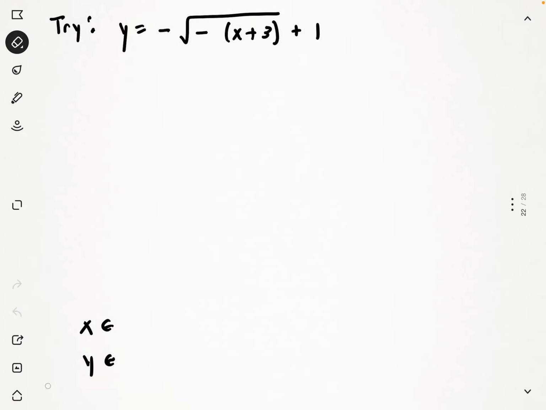Okay, let's try a second example here. We're going to do domain and range. We're also going to sketch the graph. We recognize right here that we have a transformation of a radical function.